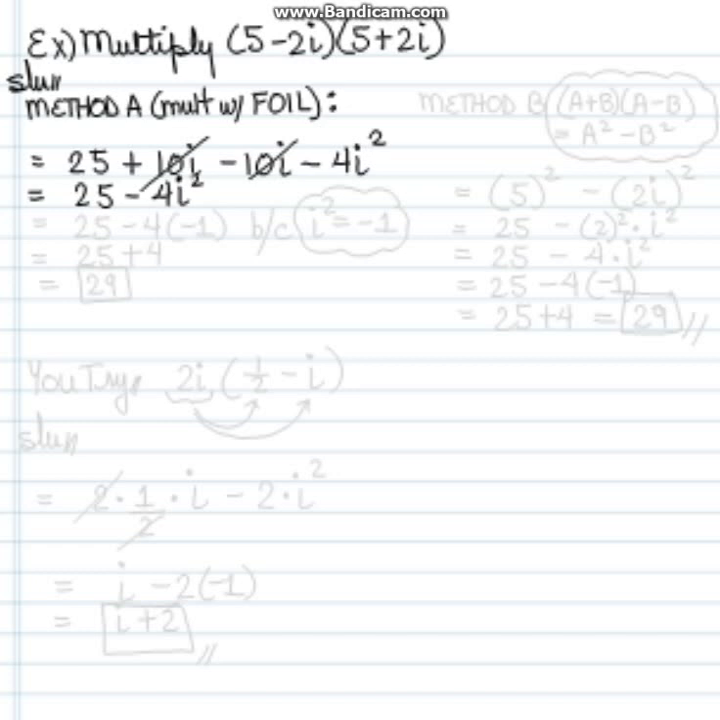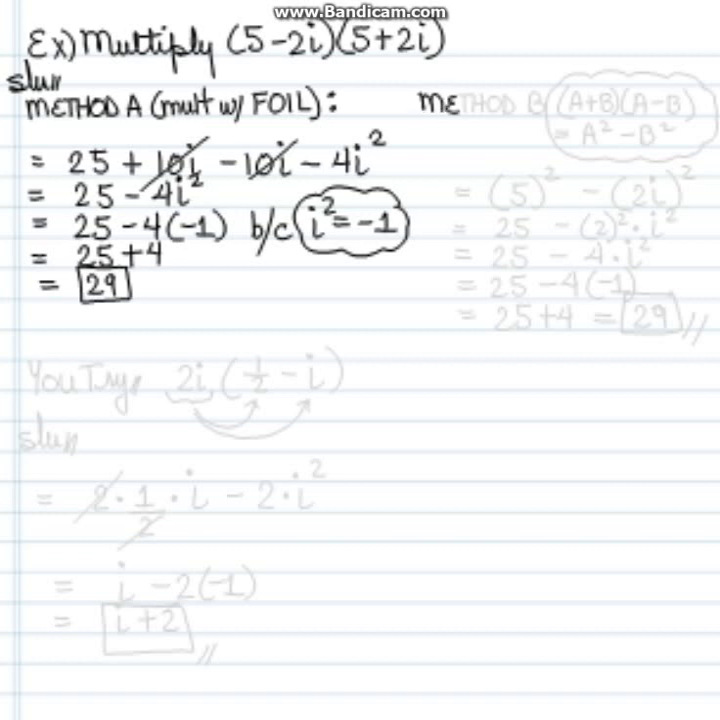Now let's replace i squared with what we know it's equal to. It's equal to the negative number, negative 1. So we've got 25 minus 4 times negative 1. But minus 4 times negative 1 is the same as a double negative. It's plus 4. So we actually have 25 plus 4. And that equals 29. And that's our final answer. The answer is a single real number, 29.